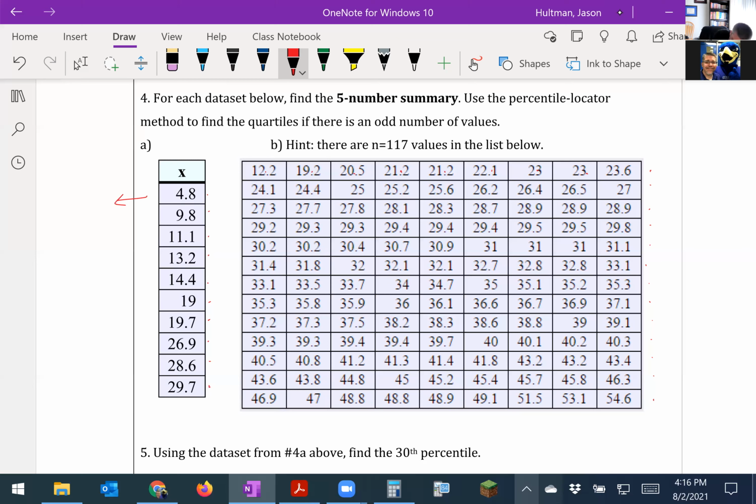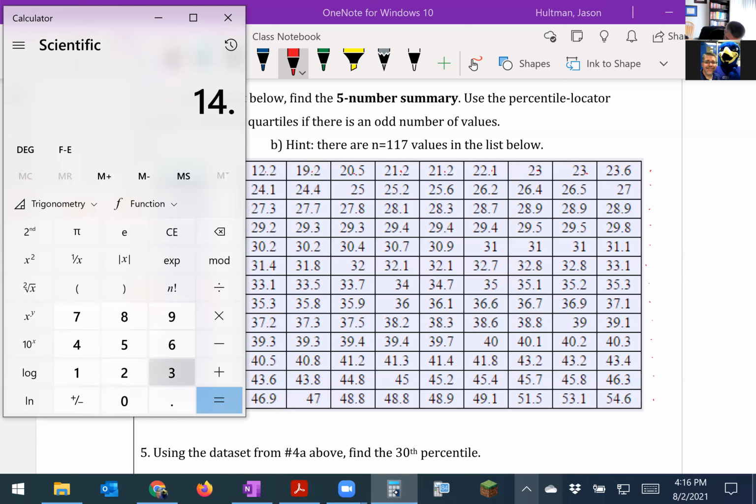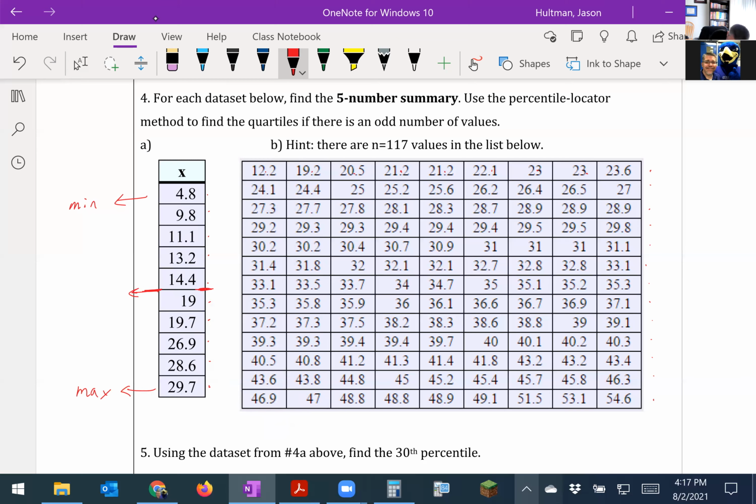Okay, this guy is the minimum. This guy is the maximum, just for A. Okay, what's the median? Well, it's going to be the average between 14.4 and 19. So the median, 14.4 plus 19, divide that by 2, I get 16.7. So that's the median there, 16.7.